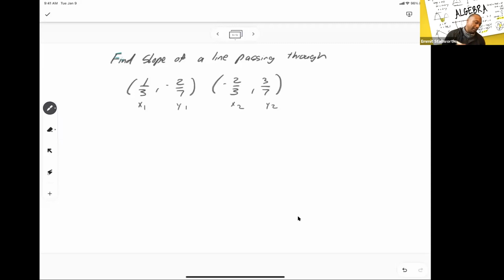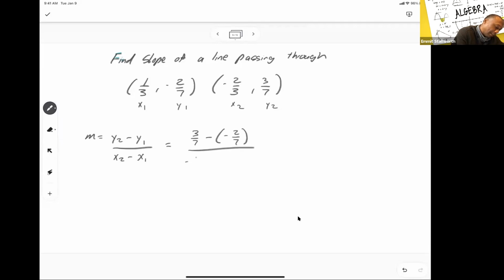Okay. Remember my formula is going to be m is equal to y2 minus y1 over x2 minus x1, right? So what we're going to do is plug in. It's going to look kind of ugly at first. So we got 3/7 minus a minus 2/7, all divided by, here we have a minus 2/3 minus 1/3. Okay. So this is when those addition rules come into play.